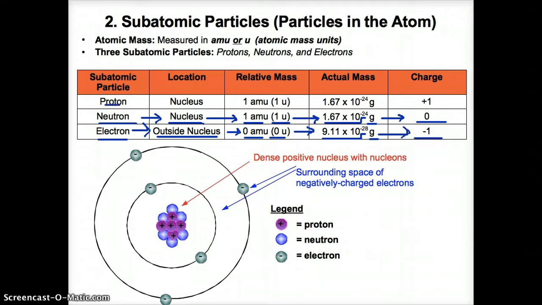One more thing you should note here is that the relative and actual mass of a proton and a neutron are the same, while the relative mass and the actual mass of an electron are much less than that of what a proton or a neutron would be. Okay, so there you go.